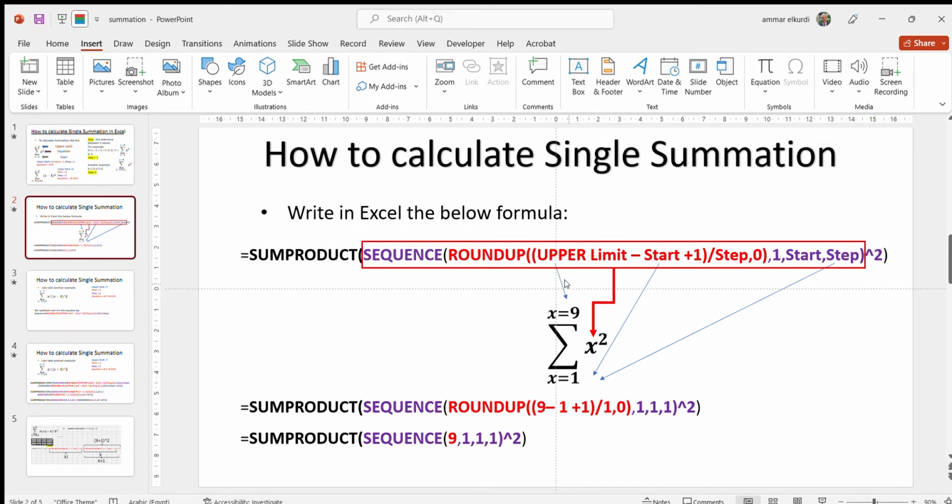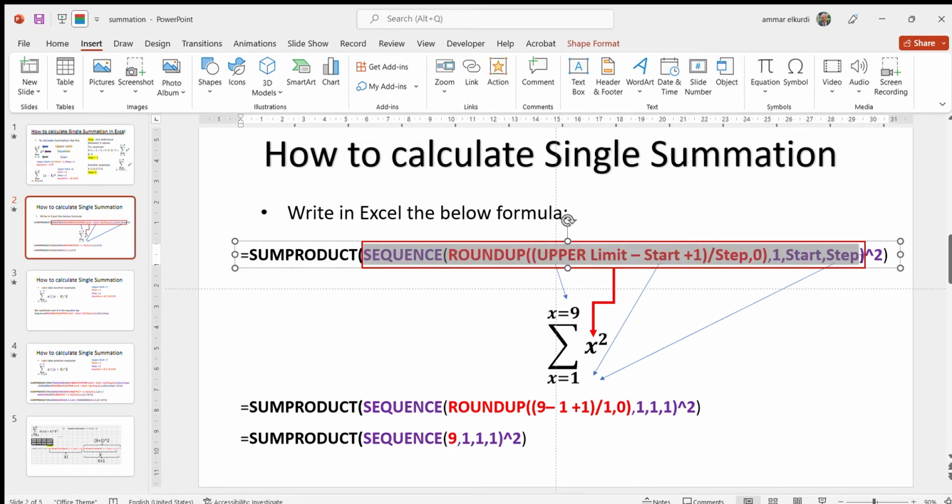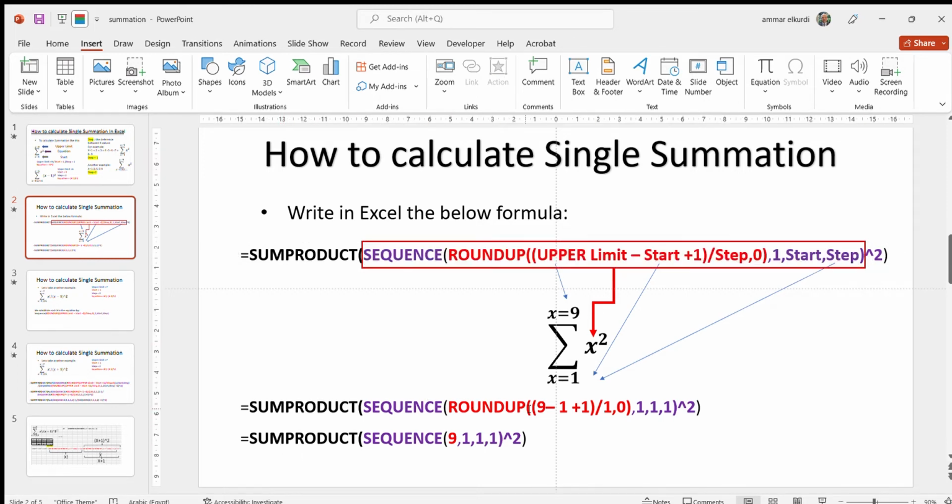Why? Let me explain. Upper limit is 9, we know it. Start is 1, we know it. Step is 1, we know it. X should be substituted by all this formula. Whenever you have x, y, or z, whatever, you have to replace it by this formula. So all this one is x, and this is power 2. Now, upper limit 9, and we substitute all these values, and we got this formula.